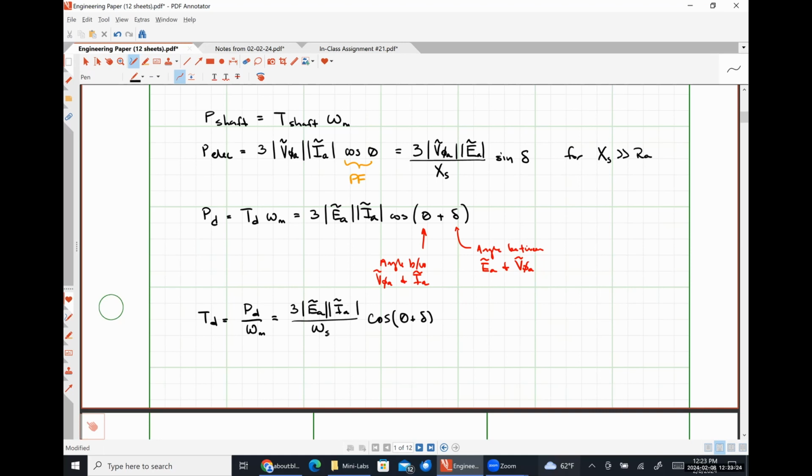are literally the exact same thing, because our whole point of a synchronous machine is that our rotor is spinning at the exact same angular frequency as our excitation is.